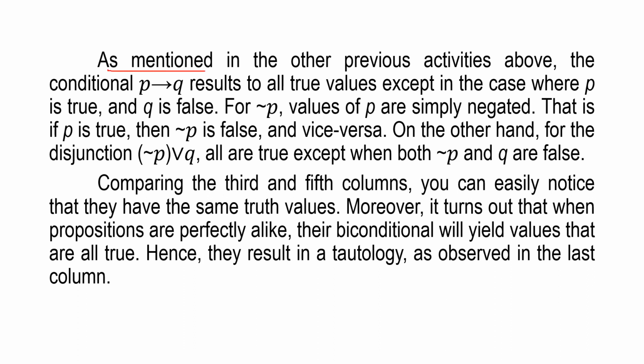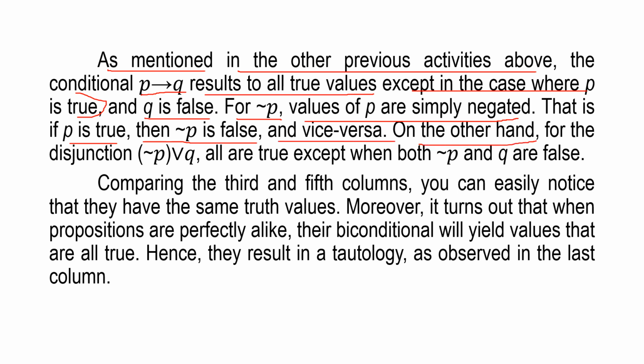As mentioned in our previous activities, the conditional P and Q results in all true values except in the case where P is a true statement and Q is a false statement. For negation P, values of P are simply negated. If your P is a false statement and we are asked to get the negation of this P proposition, then it becomes true. If P is true, then your negation P is false, and vice versa.